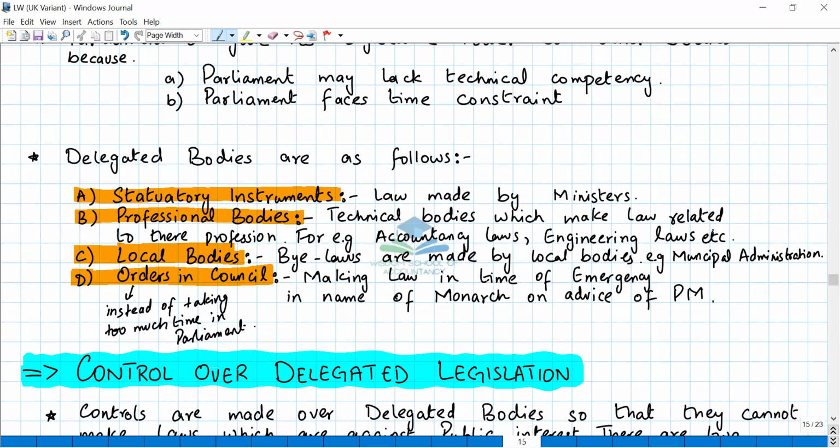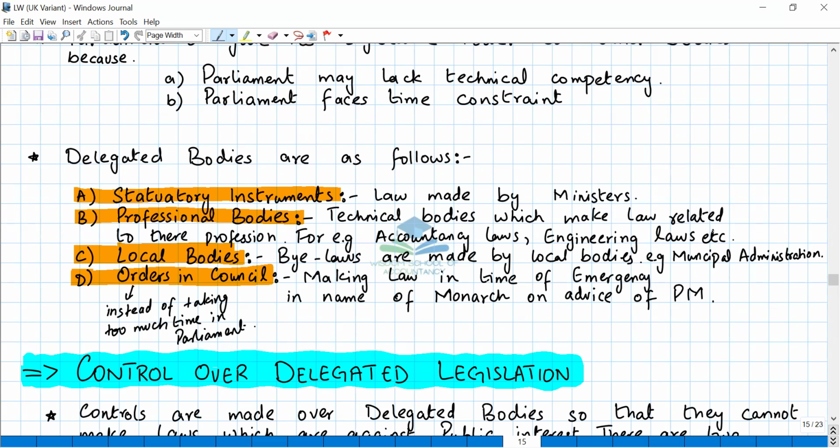We just discussed how the law is created by the parliament. It is a time-taking process, right? But sometimes a country needs to make the law in an emergency. So in time of emergency, there is a separate department in parliament known as orders in council. The parliament will delegate the power to orders in council, and they will create the law in time of emergency in the name of the monarch on advice of the prime minister of the country.